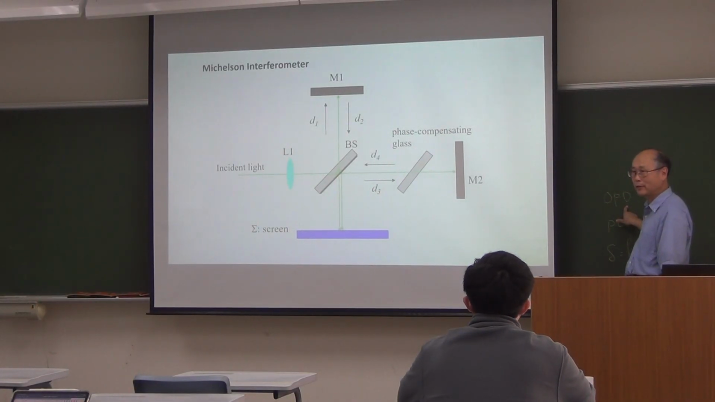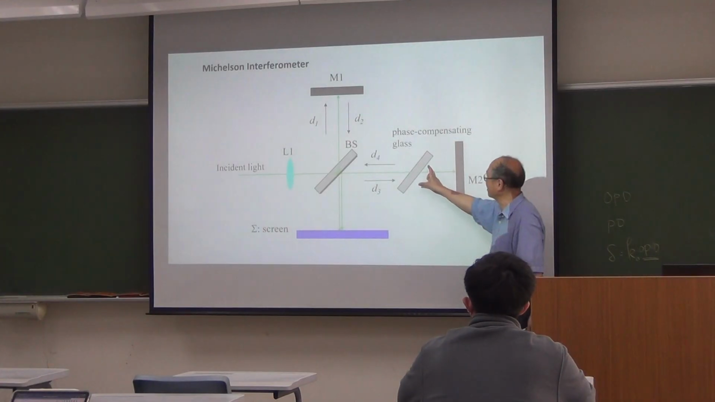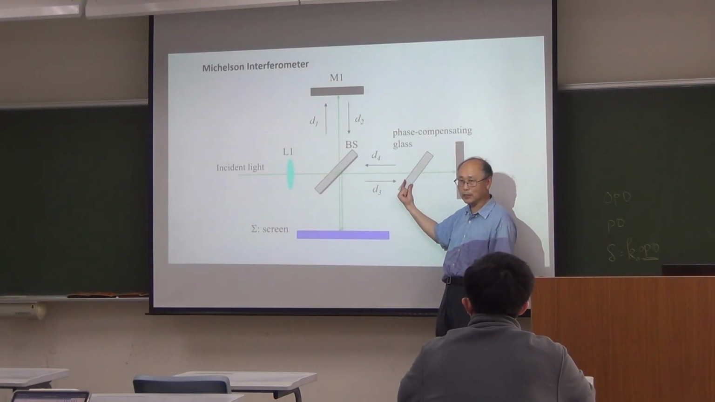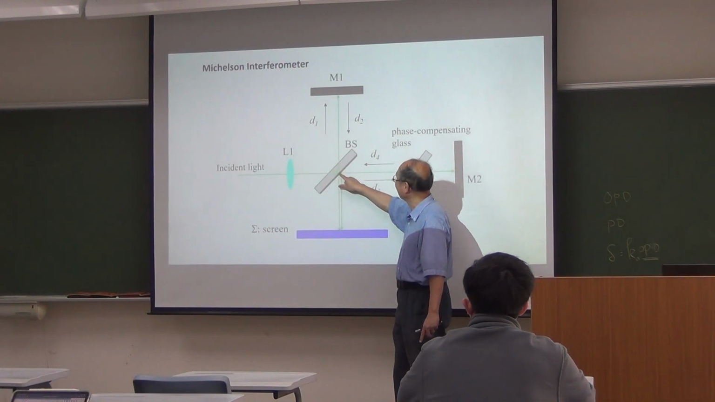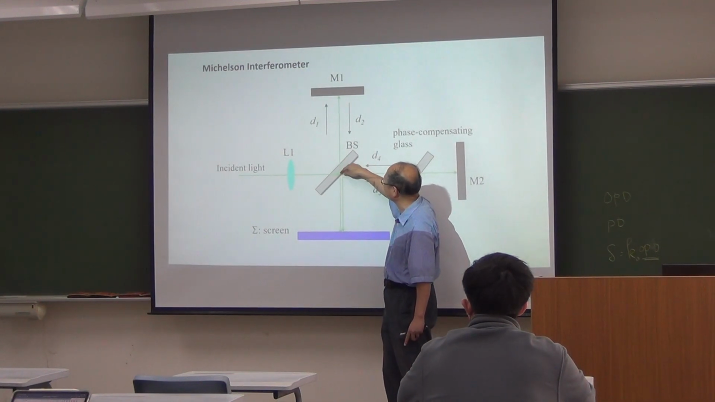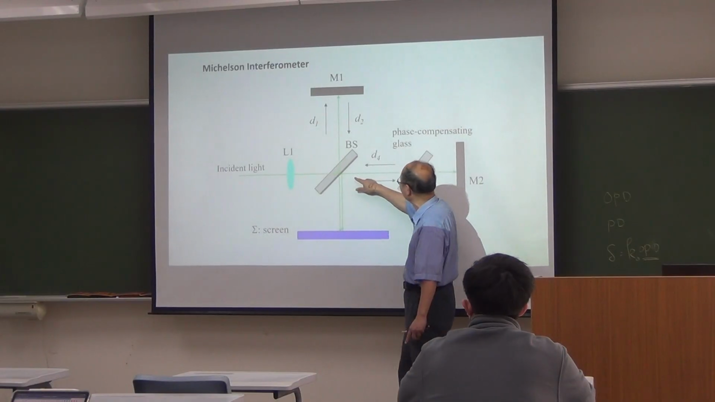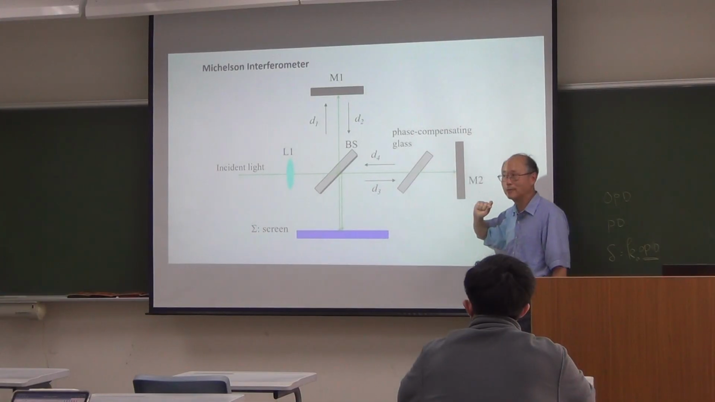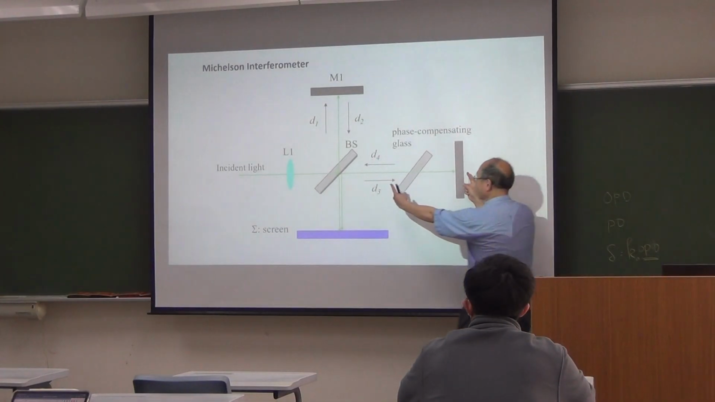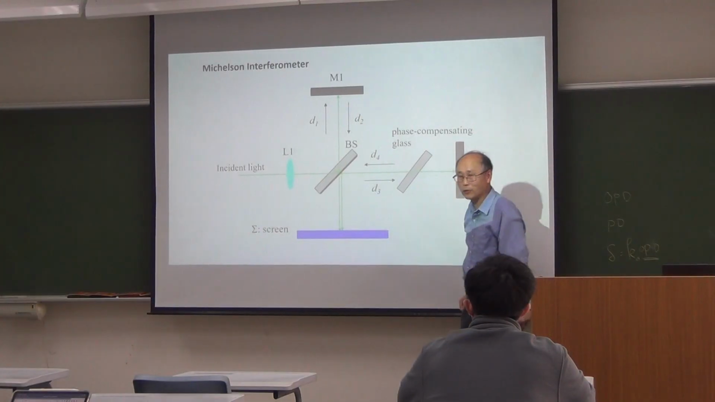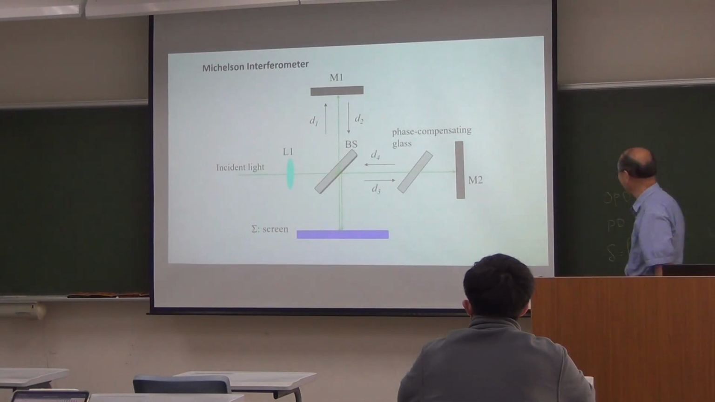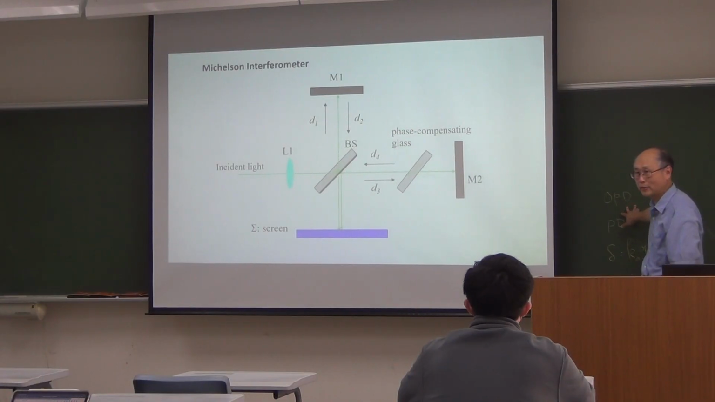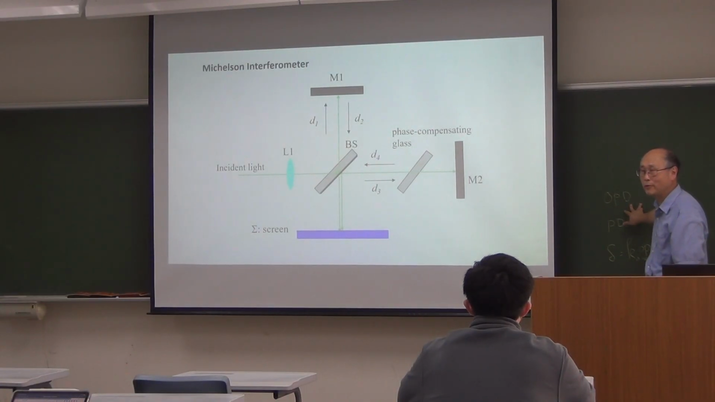To make them the same, I have to insert a compensating glass right here with the same thickness, so that along this path the light goes through this glass once and twice. Along this path, the light will go through this glass once and twice. Therefore, with the same physical length along the two arms of the Michelson interferometer, I can have the same optical path difference. And this is important for measuring the coherence length of a light source. And in a moment, we'll be talking about it.